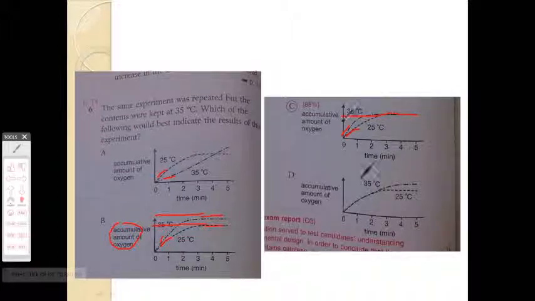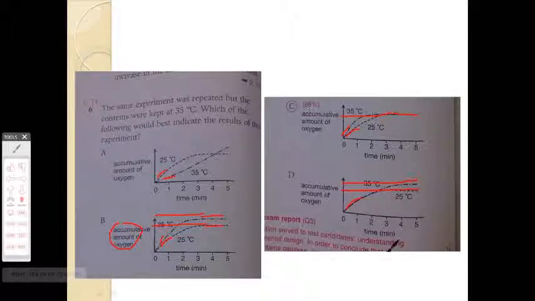And how about this one? This one, they have the same slope at the beginning, meaning that 35 degrees and 25 degrees have the same reaction rate at the beginning, but their amount of product is different. For 35 degrees, you have more oxygen at the end of the experiment, and for 25 degrees you have less. So you interpret graphs this way.